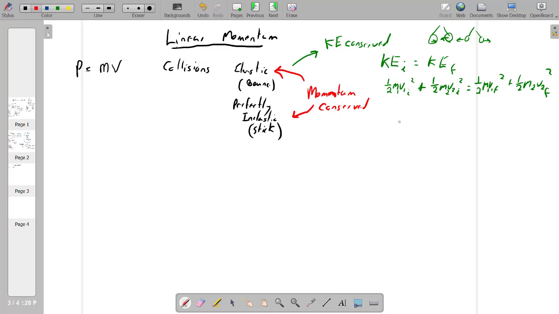So conservation of momentum would say momentum initial is equal to momentum final, which if I had two masses, I'd say m1 v1 initial plus m2 v2 initial is equal to m1 v1 final plus m2 v2 final. Seems like a lot, but it's just using these two basic equations.